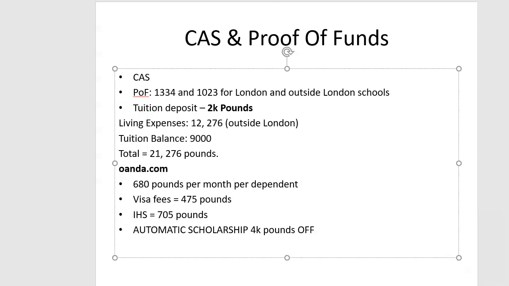All right, and don't be tempted to work and be sending money to Nigeria. Pay your school fees first, and then you'll be fine. So anyways, the visa fee is £475. The IHS is £705 per person, please. It depends on the number of your family members. You'll be able to calculate your fees.